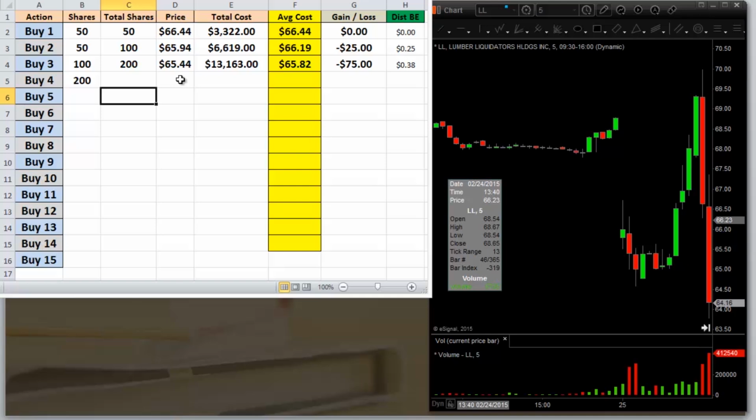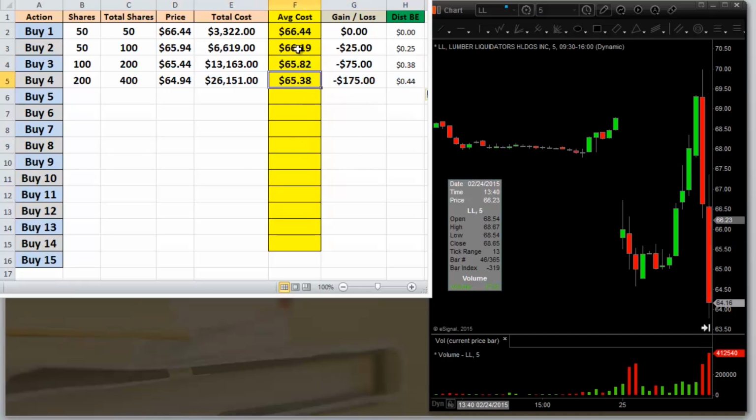And that, again, allows you to keep your average cost close to the current share price. So 65 or 50 cents away from that would put it at 64.94. And this would bring your total shares to 400 now. So you would have 400 total shares. Let's run the numbers on it. So now your average would be 65.32.